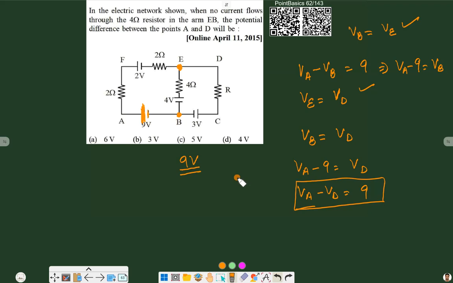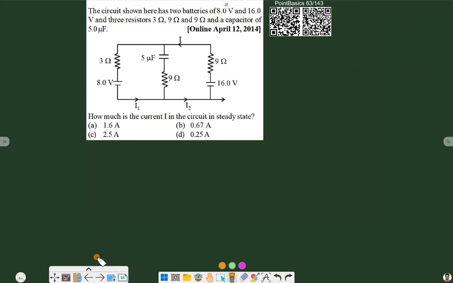Now let's move to the next question. The circuit shown here has two batteries of 8 volts and 16 volts and 3 resistors. So this is the 16 volt battery, this is the 8 volt battery, and the 3 resistors are 3 ohm, 9 ohm and 9 ohm, and a capacitor of 5 microfarad. Here is the capacitor. How much is the current I in the circuit in steady state?